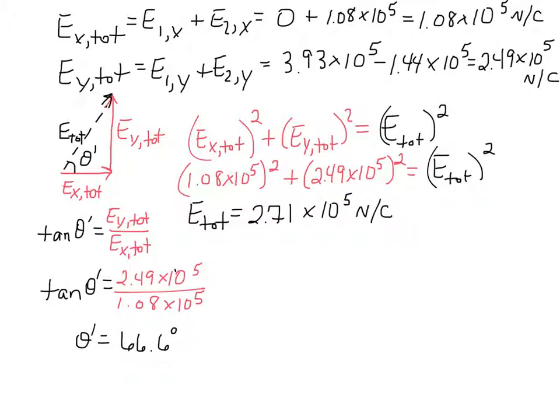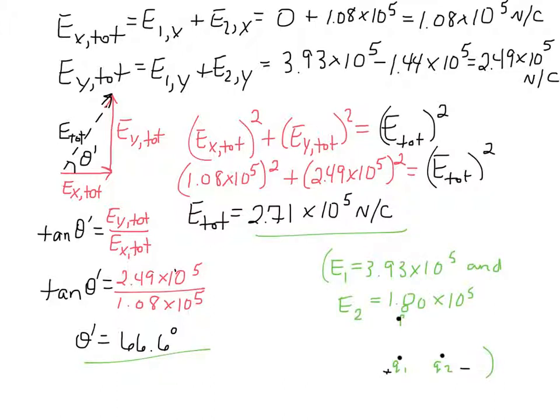And last, does this answer make sense? And just a little reminder, the electric field strength 1 and electric field strength 2 were here from our previous page. If we look at our setup where we had the two charges and the point P, the electric field at point P is the result of a positive and a negative charge. So E total should be somewhere between E1 and E2. And it indeed is. Here's E1 and here's E2.